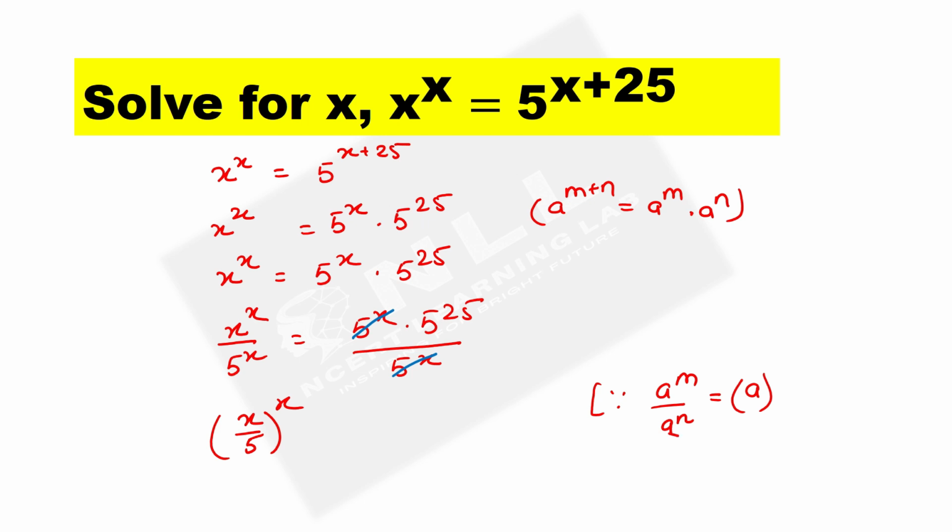Here, x to the power x upon 5 to the power x is x upon 5 whole to the power x, because a to the power n upon b to the power n equals a upon b whole to the power n. So now our expression is x upon 5 whole to the power x equals 5 to the power 25.